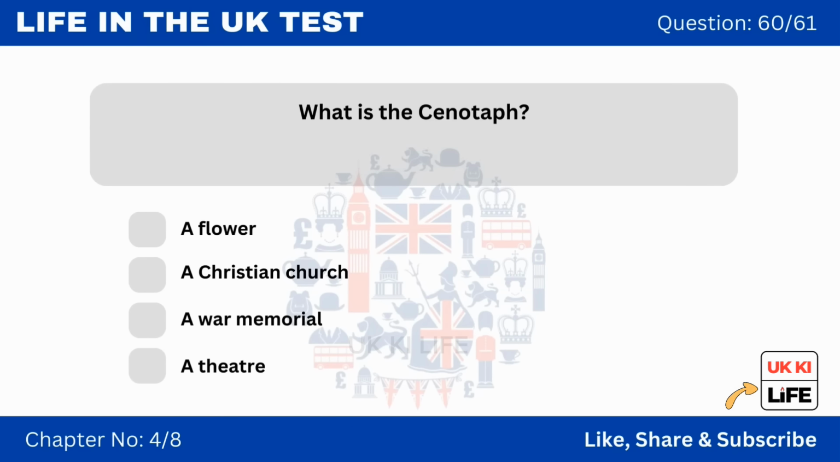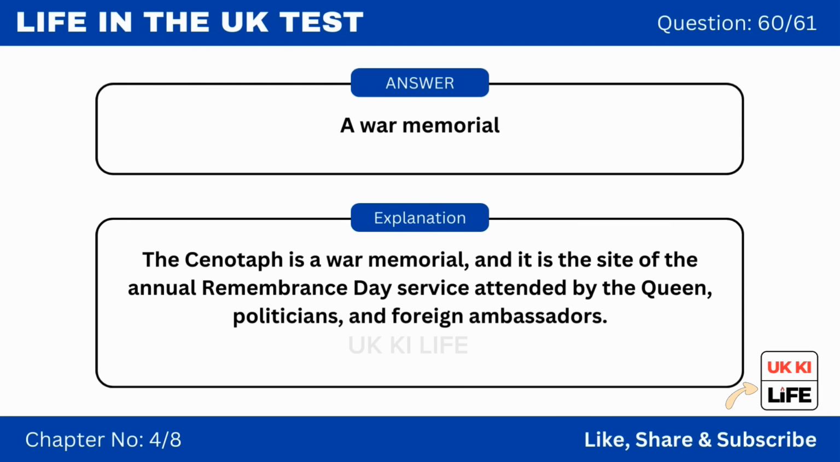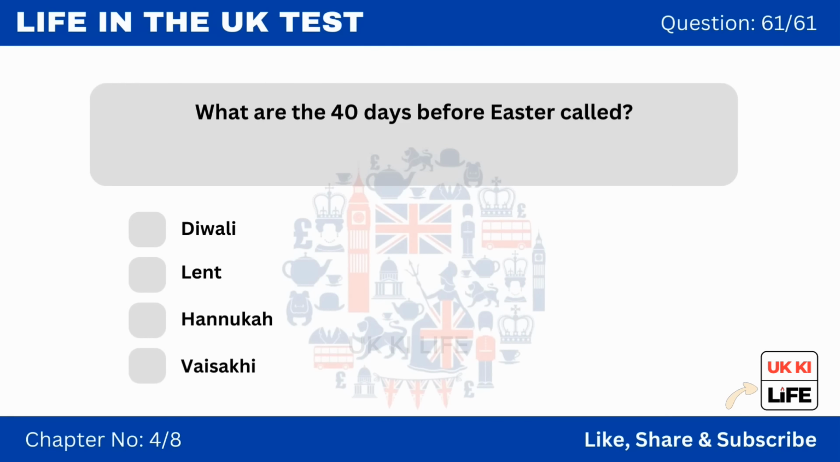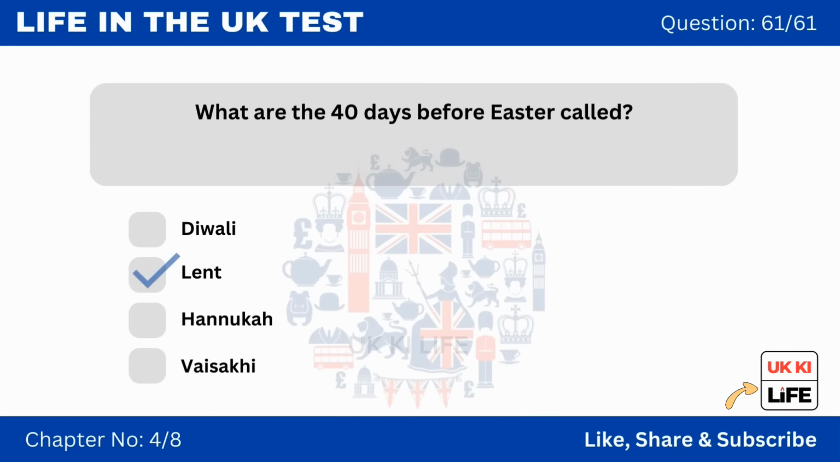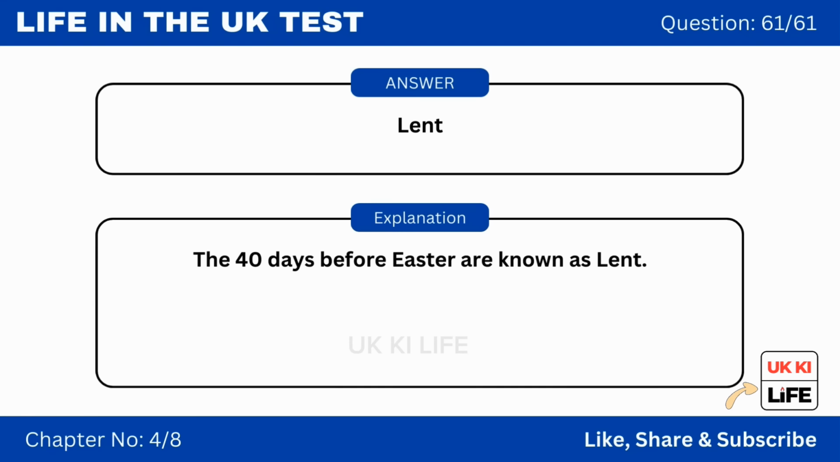The correct option is C. Explanation. The cenotaph is a war memorial, and it is the site of the annual Remembrance Day service, attended by the Queen, politicians, and foreign ambassadors. Question 61. What are the 40 days before Easter called? Diwali, Lent, Hanukkah, Vaisakhi. The correct option is B. Explanation. The 40 days before Easter are known as Lent.